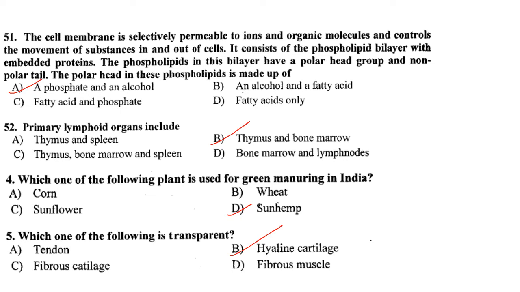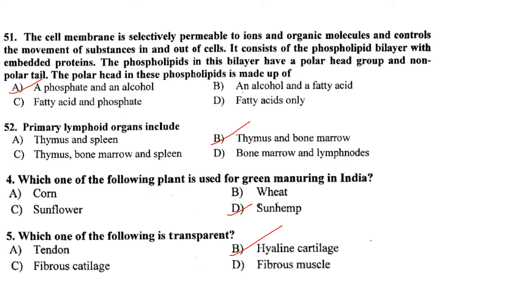Primary lymphoid organs include the thymus and bone marrow. So the answer is option B. Which one of the following plants is used for green manuring in India? It is sun hemp that is used for green manuring in India.